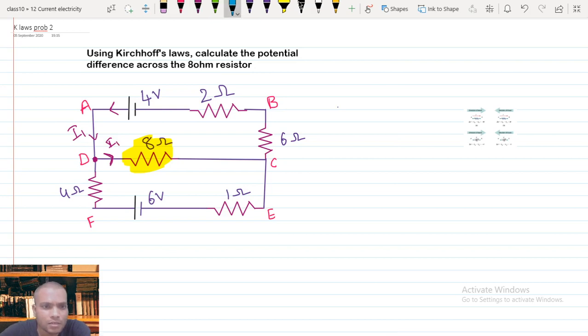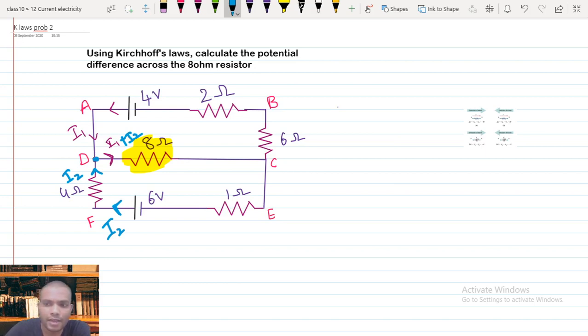Similarly, if you look at the FE branch, if I consider the I2 current, the I2 current is also flowing through along this path. The same current I2 also flows through the junction D. Now the total current flowing through the junction is equal to I1 plus I2.